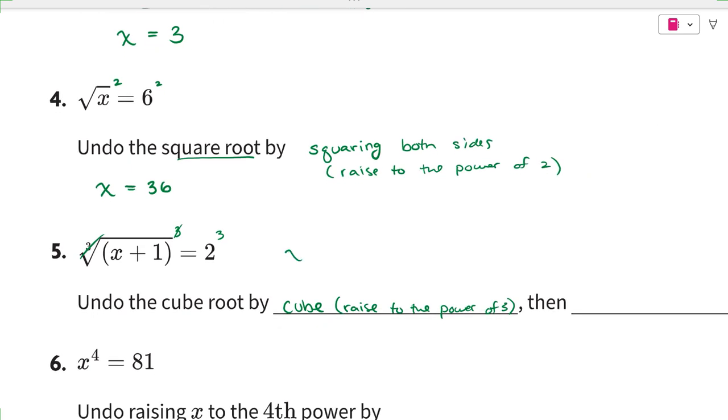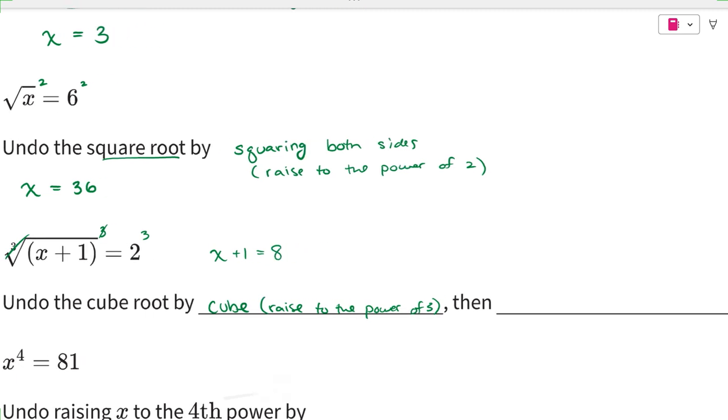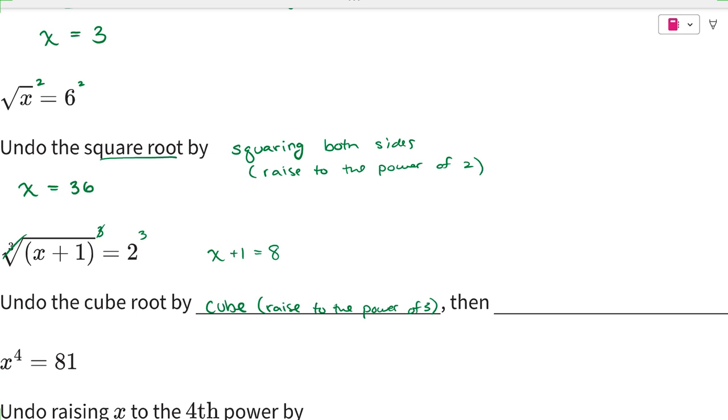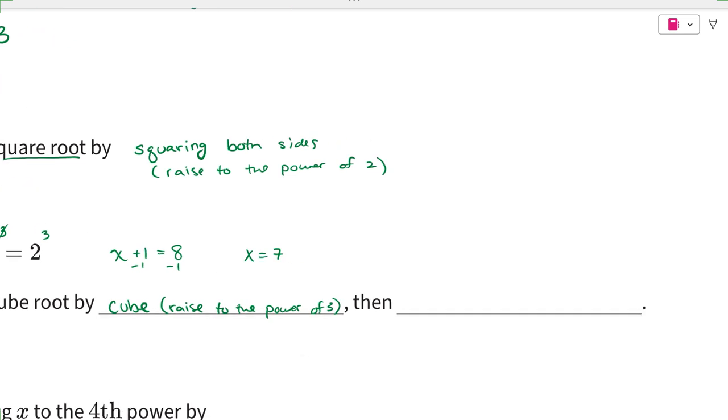So that's going to leave us with just x plus 1 equals, well, 2 cubed is 8. So now last thing to get that x by itself is to subtract 1 from each side. Right, that gets us our 0. So we end up with x equals 7. So then we subtract 1.